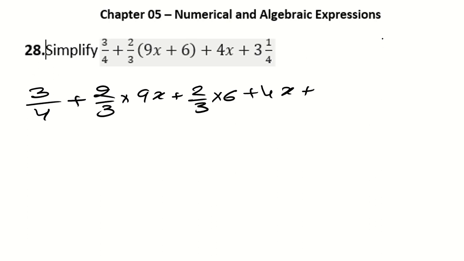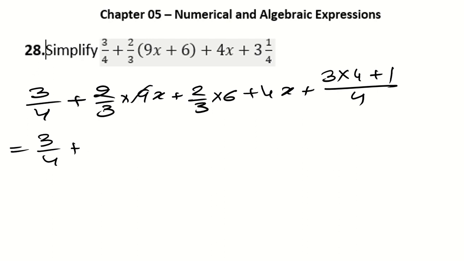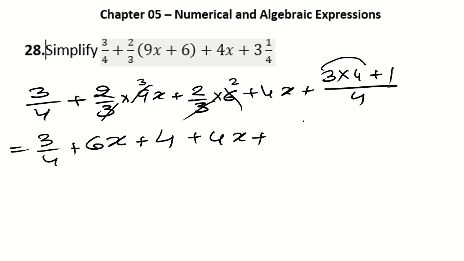You will make it into an improper fraction. So how? 3 multiply 4 plus 1 over 4. Now this is 3 over 4 plus 9 is up and 3 is down. You can divide it. So 3 multiply 2, 6x plus 6 is up, 3 is down, cancel it. 2 multiply 2, 4 plus 4x plus 4 3s are 12, 12 plus 1, 13 over 4.